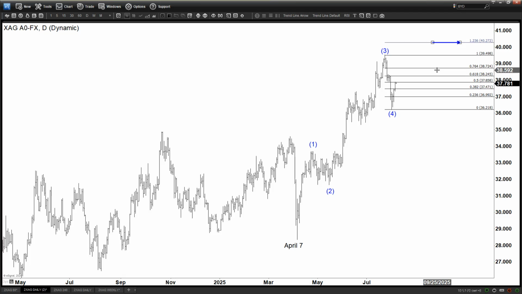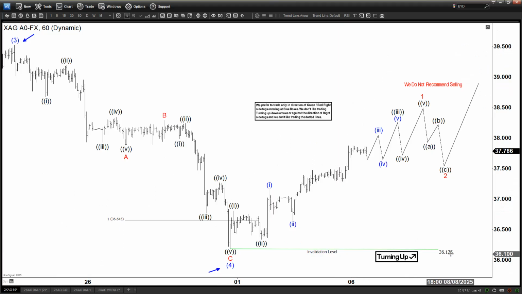There are different ways to measure wave 5. Some people use wave 1 equal to wave 5, and some others use a 61.8% extension of the entire wave 3. So there are a couple of different ways, but to figure out what usually is the minimum target, we use this 1.236 external retracement. 40.2 or 40.3 is the next target here. It can potentially go higher, but that usually is the minimum target for wave 5. Okay, so for now, as long as we stay above 36.17, we can see more upside.